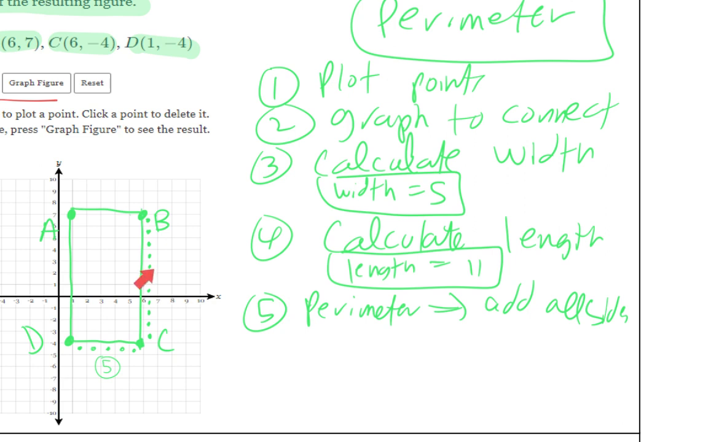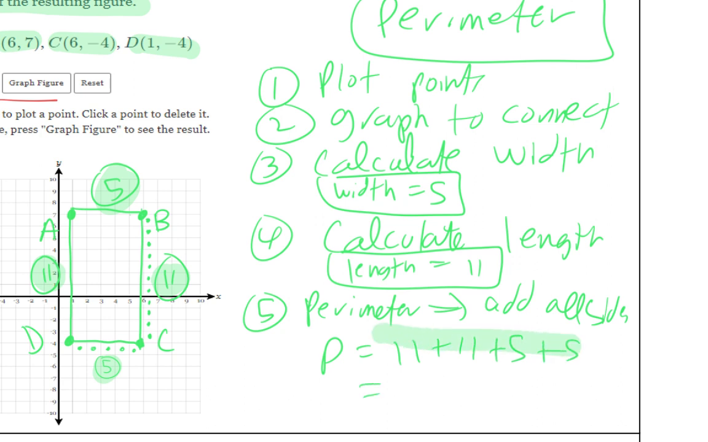Okay, so now to calculate the perimeter, we have 4 sides, right? So if that's 5, we said this one was 11, right? That means this side over here is 11, and that means this side up here is 5, right? So we have our 4 sides that we need to add up. We're going to add up 11 plus 11 plus 5 plus 5. So let's do it. So we said the perimeter is equal to 11 plus 11 plus 5 plus 5, right? So those are our values that we can put into our calculator just like that.